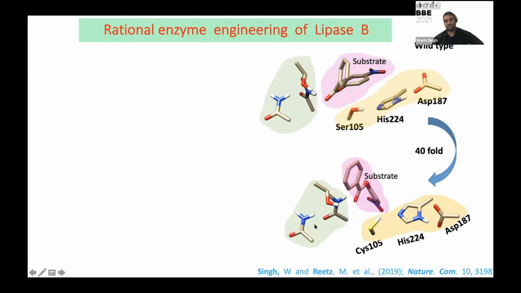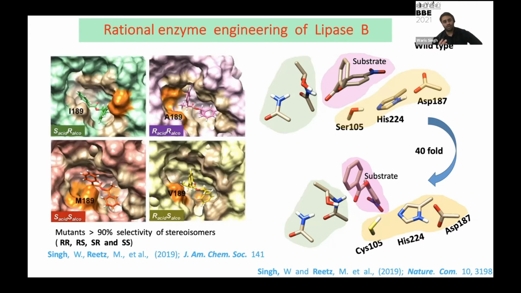So this is obviously quite multidisciplinary work, where we did the computational work and Professor Wheat's group did the experimental work. We also applied a similar approach to obtain very stereoselective isomers, again with CALB, and this was also published in the Journal of the American Chemical Society.